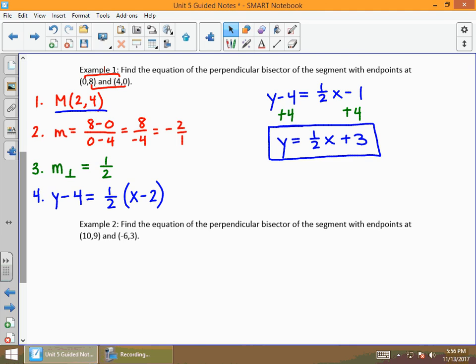Step 4, use y minus y1 equals m times x minus x1. Plug in my point from step 1 as my x1 and y1, and my slope in step 3 as my slope. And then I just distribute and then add across and solve for y.